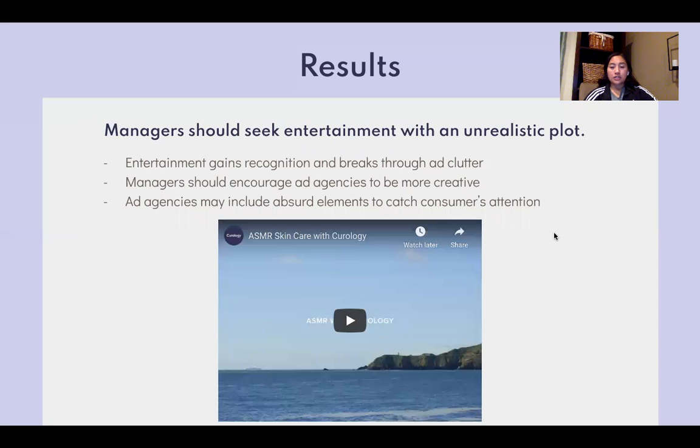Next, managers should seek entertainment with an unrealistic plot. Entertainment gains recognition and breaks through ad clutter. Managers should encourage ad agencies to be more creative, and ad agencies may include absurd elements to catch consumers' attention.